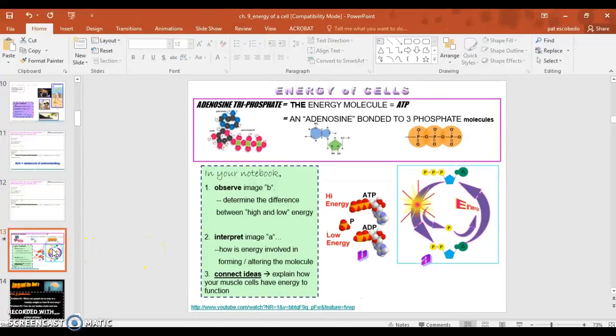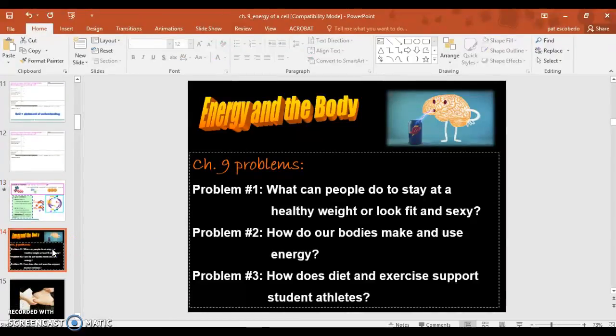Alright, next slide. Here we have our problems again. It's just reminding you of those problems. You don't have to rewrite them, so please don't. It's just reminding us of why Chapter 9 is important to us. We want to understand how people maintain healthy weight. What decides when people look fit?